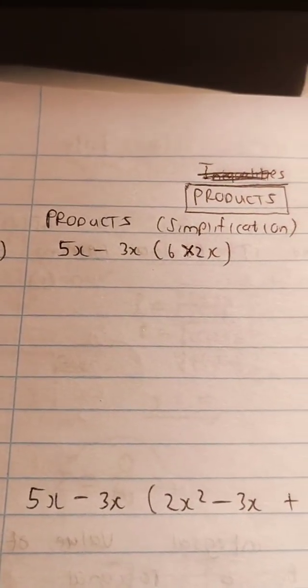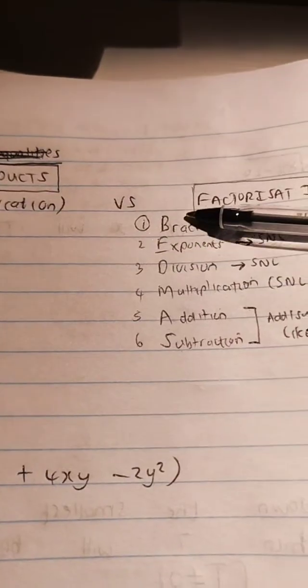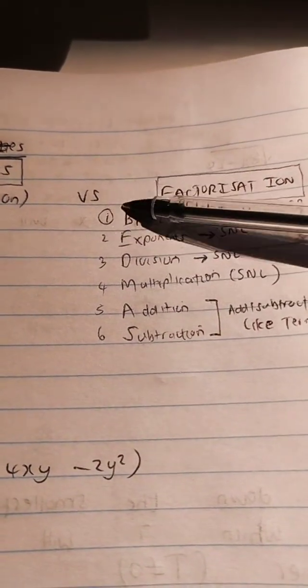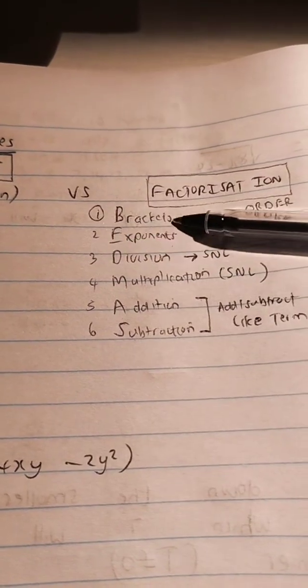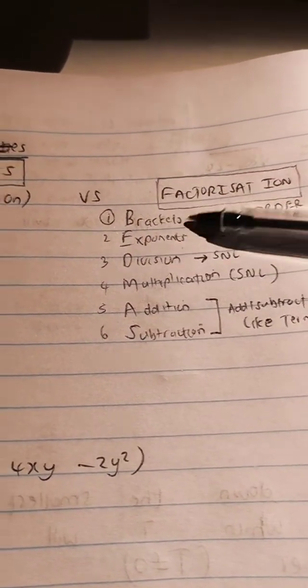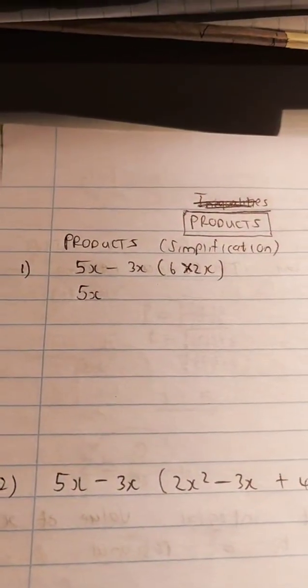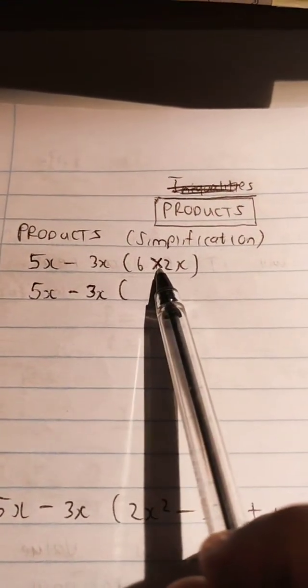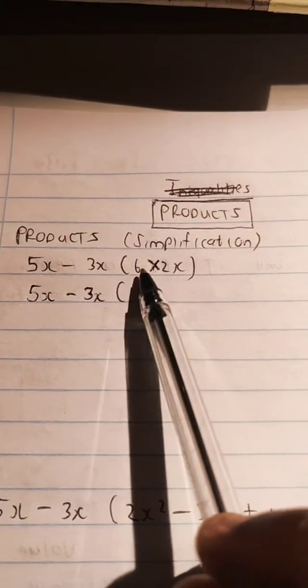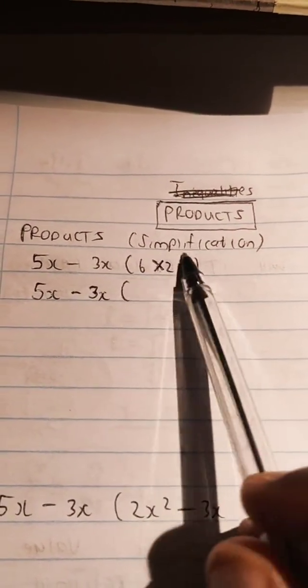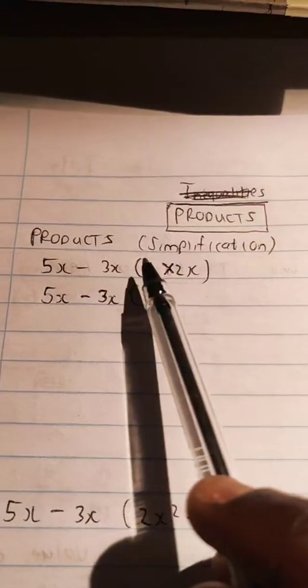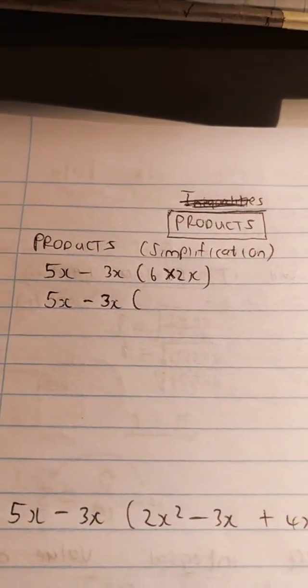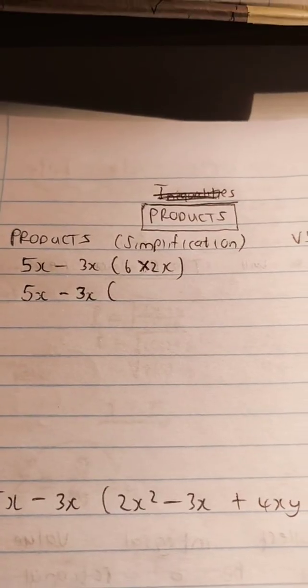Now the thing is, what do we think about here? BODMAS. So first and foremost, with BODMAS, we say brackets. Okay, brackets. So that means 5x needs to chill for now. Minus 3x can also chill outside here for now. Let us attend to what is inside here. What is 6 times 2x? Because we can deal with what is in the bracket.